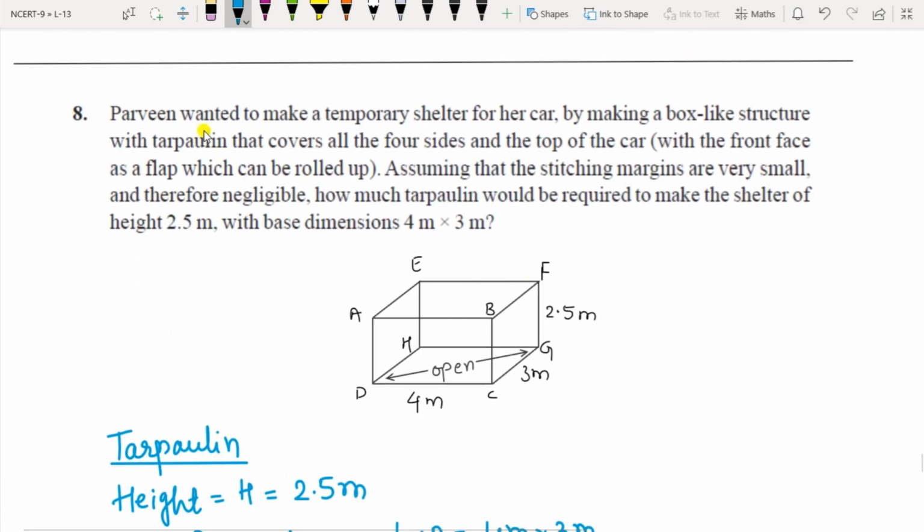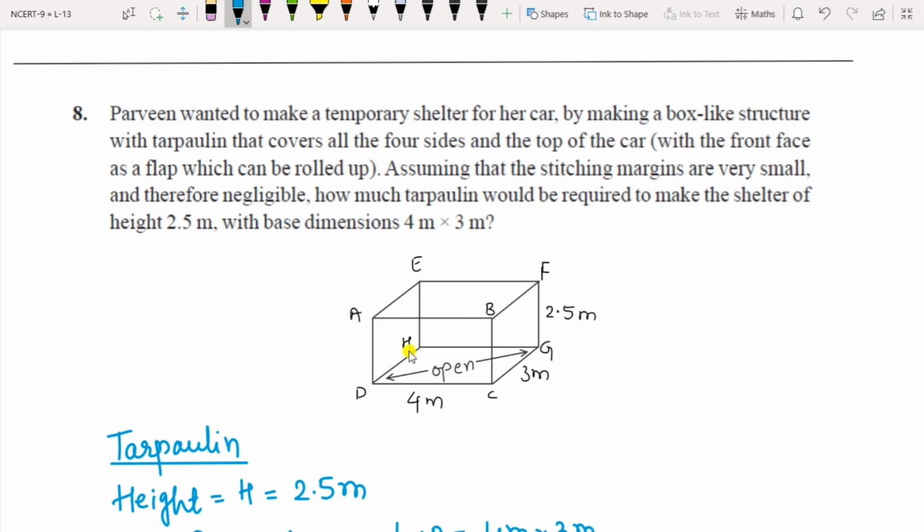Question 8 here is, Parveen wanted to make a temporary shelter for her car by making a box-like structure with the tarpaulin that covers all the 4 sides and the top of the car. Okay, the front face was like a flap that can be rolled up. Assuming that the stitching margins are very small and therefore negligible, how much tarpaulin would be required to make the shelter of height 2.5 meter with base dimensions, that is length into breadth, as 4 into 3. So base dimensions are 4 and 3 and height is 2.5.